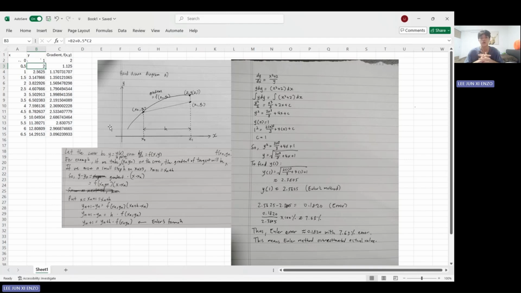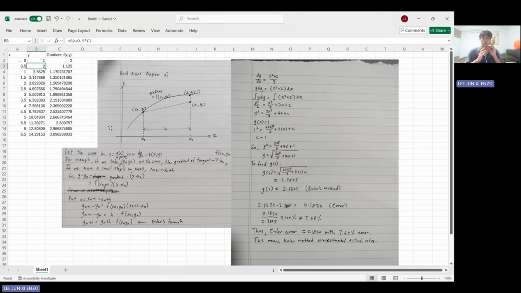Here we can solve for c, where c will become 1. So we replace c equals 1 back into the original formula, such that y squared will become 2x cubed over 3 plus 4x plus 1. Now this is actually y squared. We want to find y. So we have to square root everything to find y when x equals 1. After that, we can solve for y.